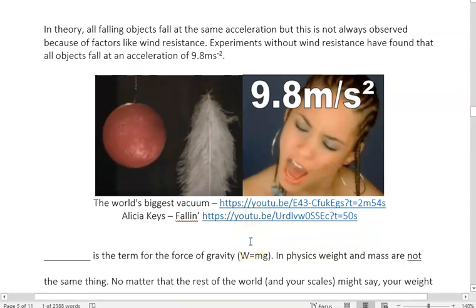Okay, in theory, all objects fall at the same acceleration, but this is not always observed because of factors like wind resistance. So for instance, if we did an experiment where we dropped a bowling ball and a feather, the bowling ball will hit the ground first on Earth, in the air. But if you put it in a giant vacuum chamber, which I have in this video, we observe that they do actually fall at exactly the same rate.